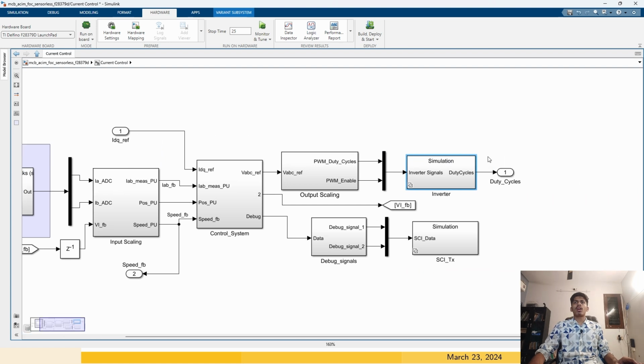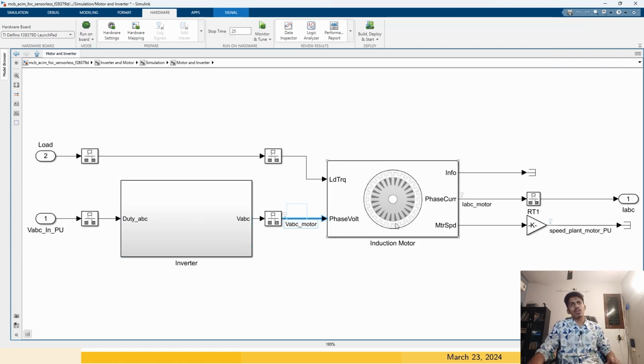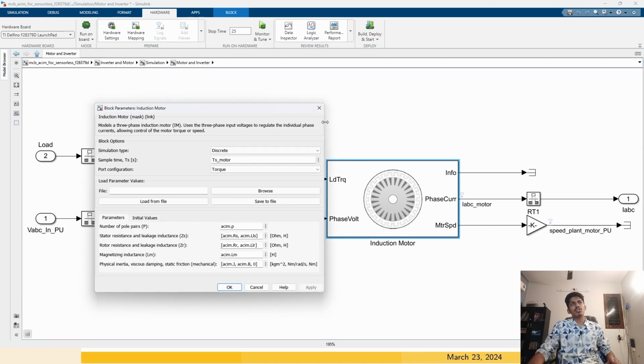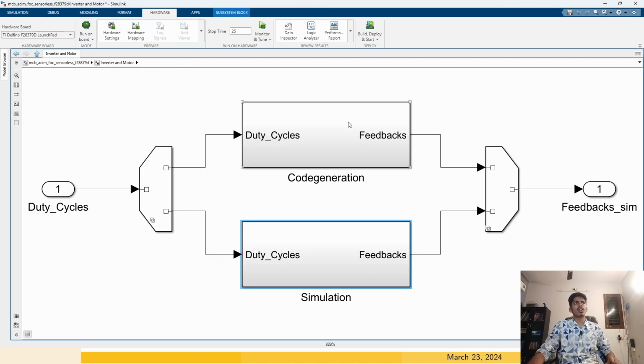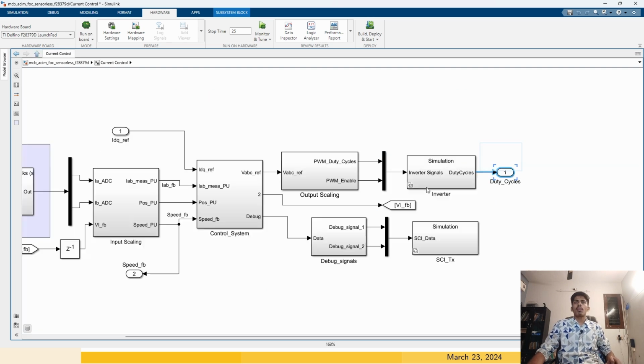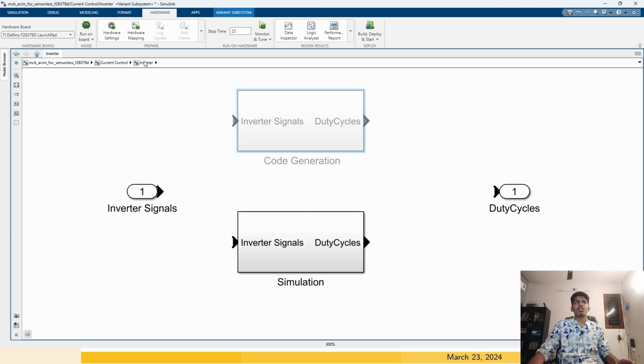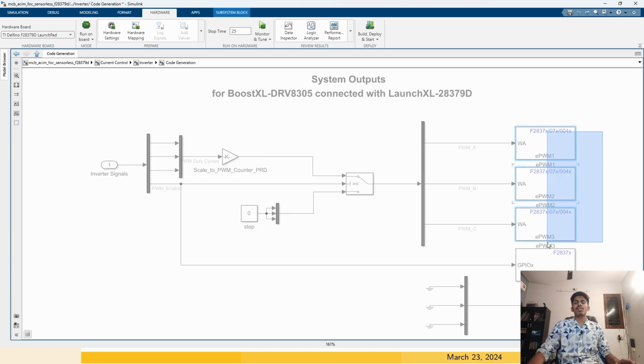So those inverter gate pulses are actually generated, and then this virtual inverter feeds the virtual induction motor with all our parameters. So if you want to entirely simulate it in the simulation, you can use this. But as far as the hardware is concerned, this block will generate the duty cycle and it will stop there. Then it will feed to the actual inverter.